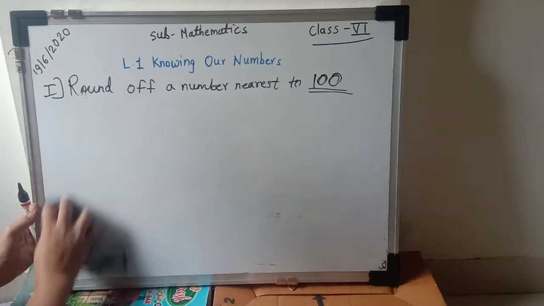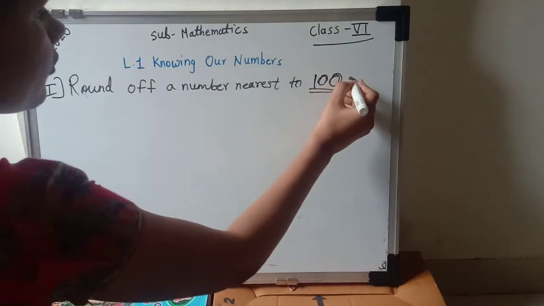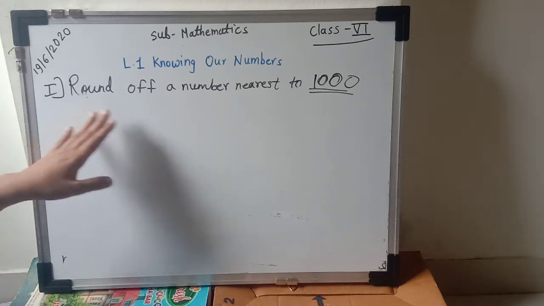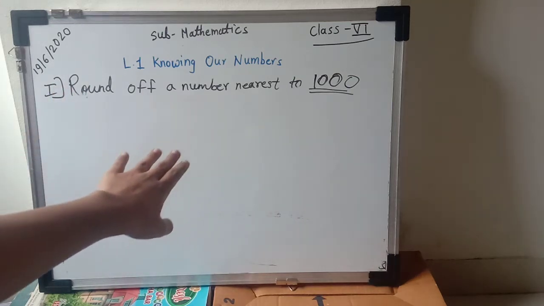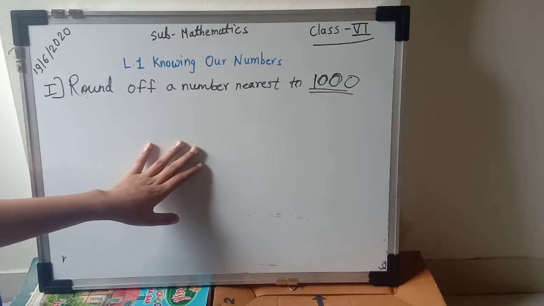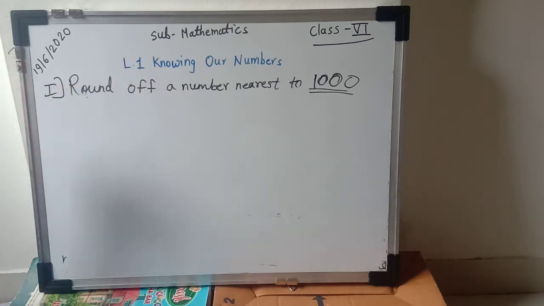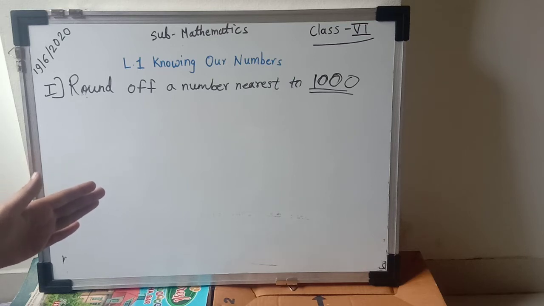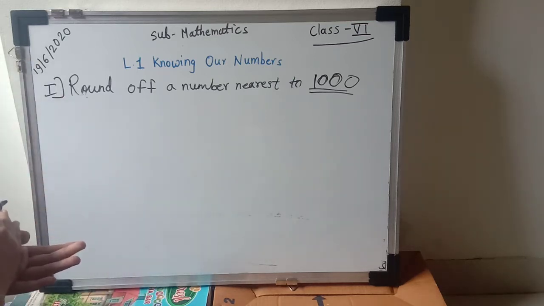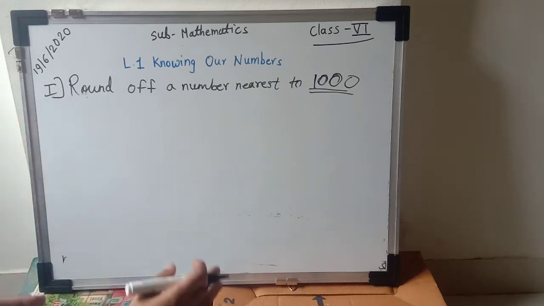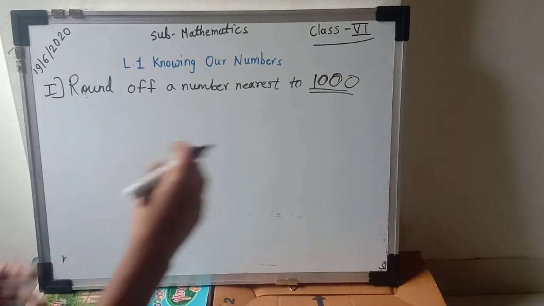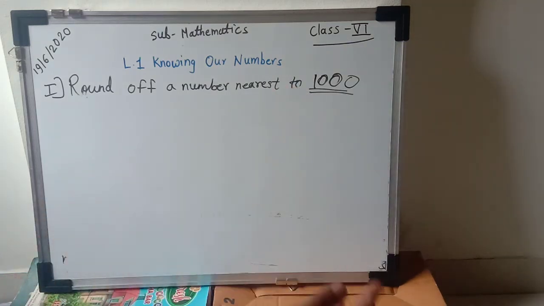Nearest 1000. Okay, now here also the same steps are there, but here when we are rounding the number, we have to see the hundreds digit. See students, we are moving one step ahead here. When we are rounding the number to the nearest ten, see the ones digit; nearest to 100, see the tens digit; nearest to 1000, see the hundreds digit.